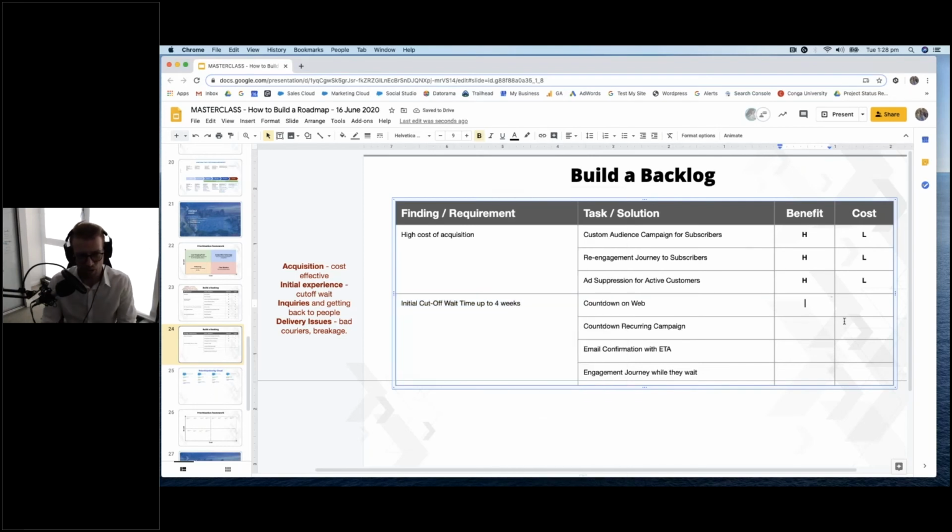So a countdown on web would probably be a double-edged sword because it can deter as well. Maybe you'd put a dynamic countdown on the web, something like that, to drive urgency. But I don't know if it would actually solve the problem. So maybe it's a low benefit. Maybe you could argue it's medium benefit, maybe medium cost, depending on what solution you find.